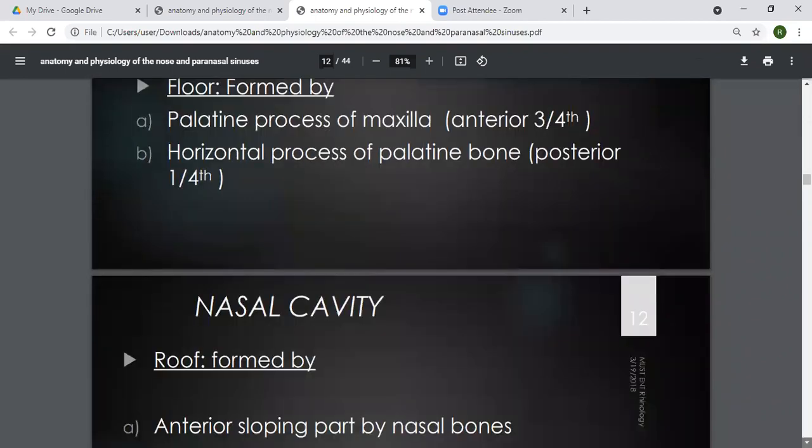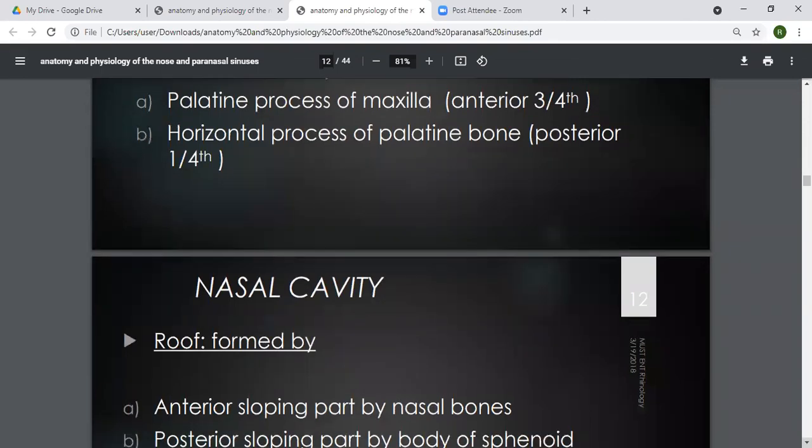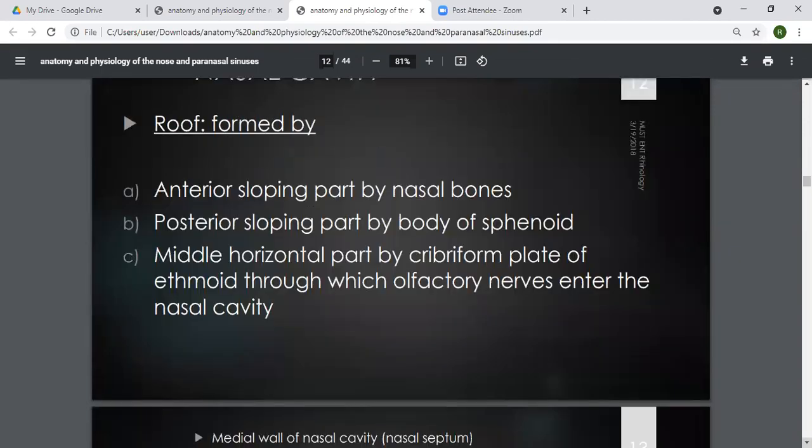Then the roof. First of all, the roof has an anterior sloping part from the nasal bones. So externally, we have the nasal bones. When you go inside into the nasal cavity, that sloping part formed by the nasal bones forms the anterior part. And then the posterior sloping part is formed by the body of the sphenoid. We shall be able to look at a picture later on.